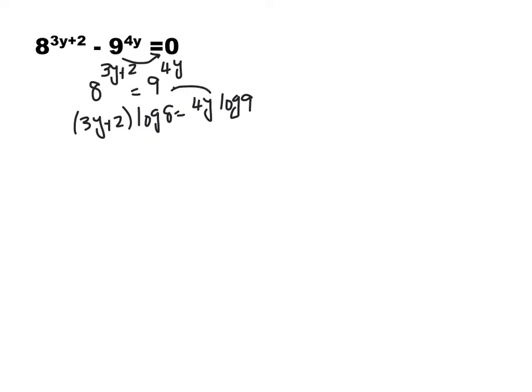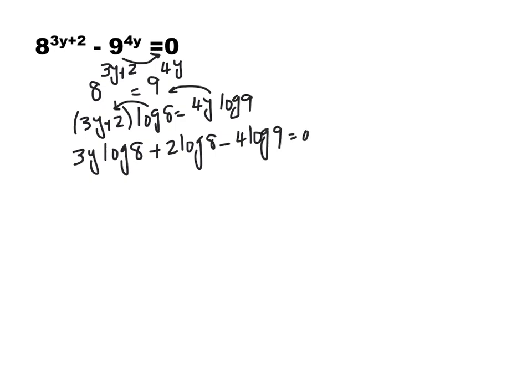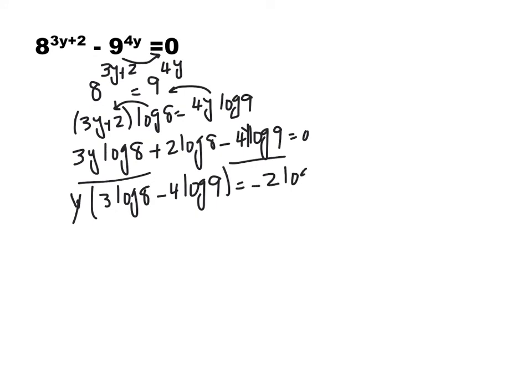To solve it, I'm going to move this one to the left, and I'm going to distribute this inside the bracket. So I get 3y log 8 plus 2 log 8 minus 4y log 9 is equal to 0. Now, this one and this one have y in common, so I factor out y, so I get y times 3 log 8 minus 4 log 9 is equal to negative 2 log 8.